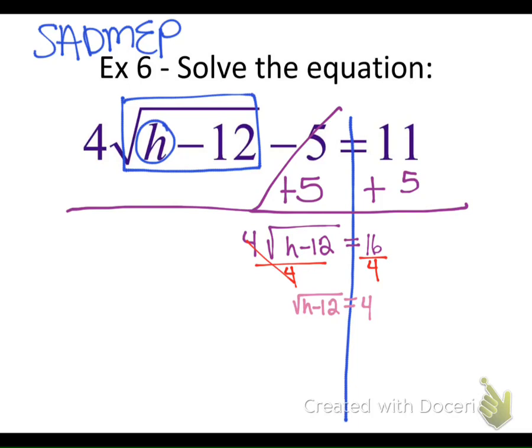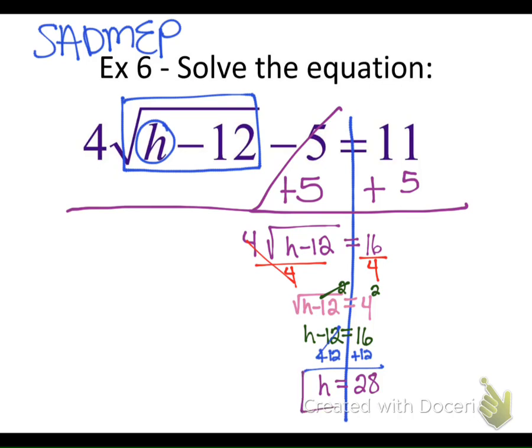Now, is my square root by itself? Yeah, so now I must get rid of the square root sign. How do I get rid of the square root sign? You square each side. So my square and square root cancel. So now I'm able to bring down the h minus 12. And then on my right side, what's 4 squared? 16. And then solve as usual. Plus 12 cancels. So h equals 28. Good, Devontae.